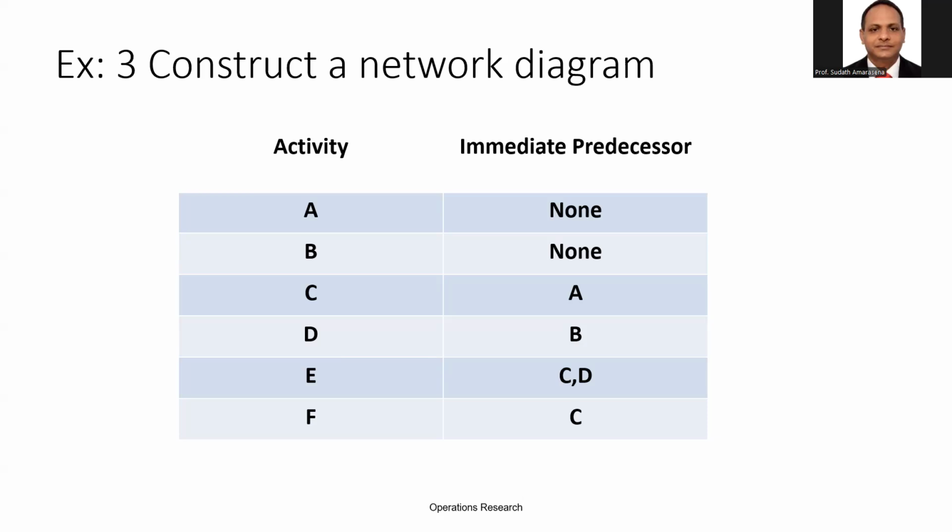First, we should start the project. Then we need to draw the circle. It represents the start of the project, and we put the number 1, event number 1. Then activity A, preceding task is none, and B, none. Just draw the two arrows from event number 1, A and B.